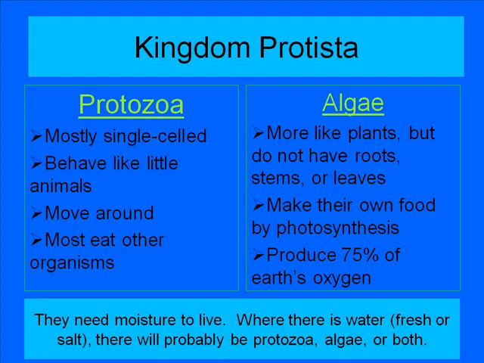What's amazing is that algae produces 75% of the Earth's oxygen. Remember, that's one of the outputs of photosynthesis. So while plants in kingdom Plantae produce a lot of oxygen from photosynthesis, the majority of the Earth's oxygen actually comes from algae producing it.